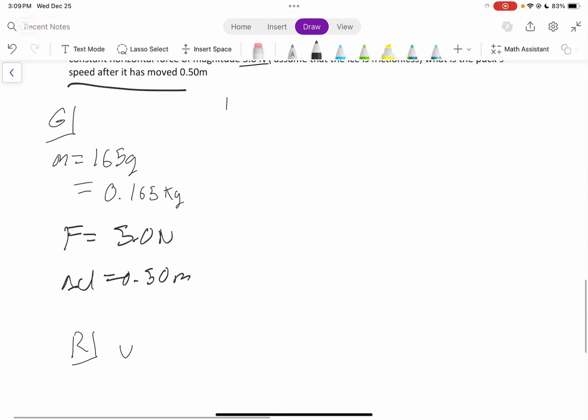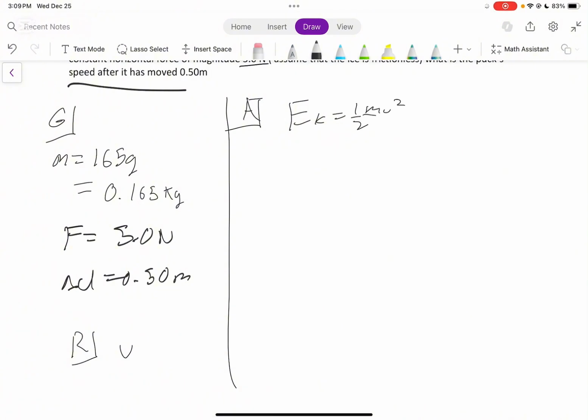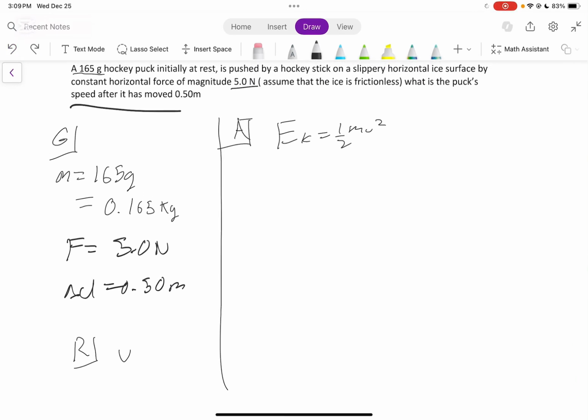So what are we going to do here, though? Because we don't have much to go off of. We can go EK is equal to 1/2 mv squared. We have mass, but we don't have EK either. So that doesn't really help us. Let's think of some of the formulas we have. We know that work is equal to force times delta D. Okay, we have a force and we have a delta D. So let's use that. Work is just equal to force times delta D.